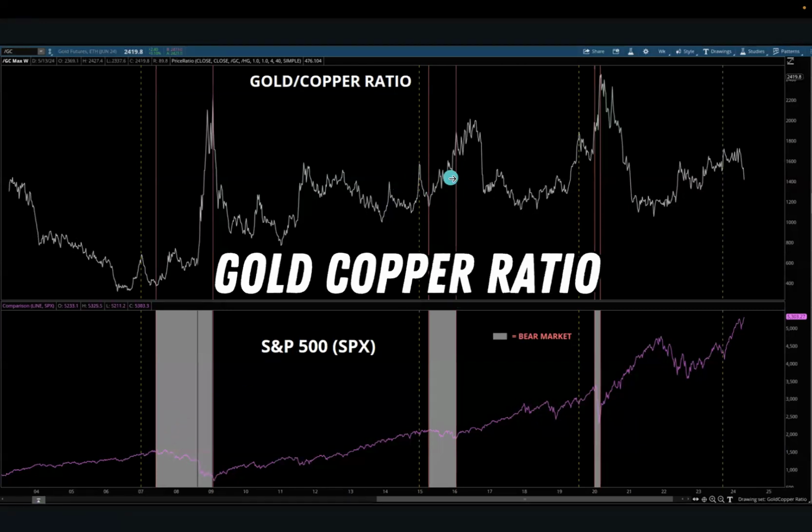Same thing over here around 2015. We're getting these spikes in the gold copper ratio, and then we go into a bear market. And same thing over here, even around the pandemic. You're seeing this rapid spike in the gold copper ratio, and then we have the pandemic bear market right over here.